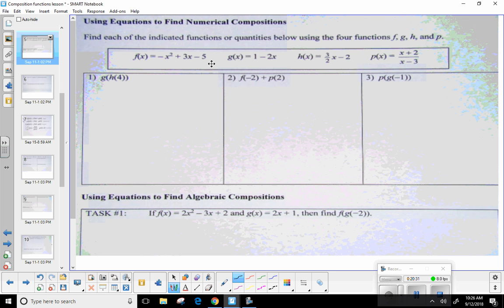Yeah, like a little circle. So P of G of -1 is the same as P composed with G of -1. That little circle means composition. It's just another way you could see it, depending on your textbook or your teacher, but I believe our textbook does it this way with the parentheses.